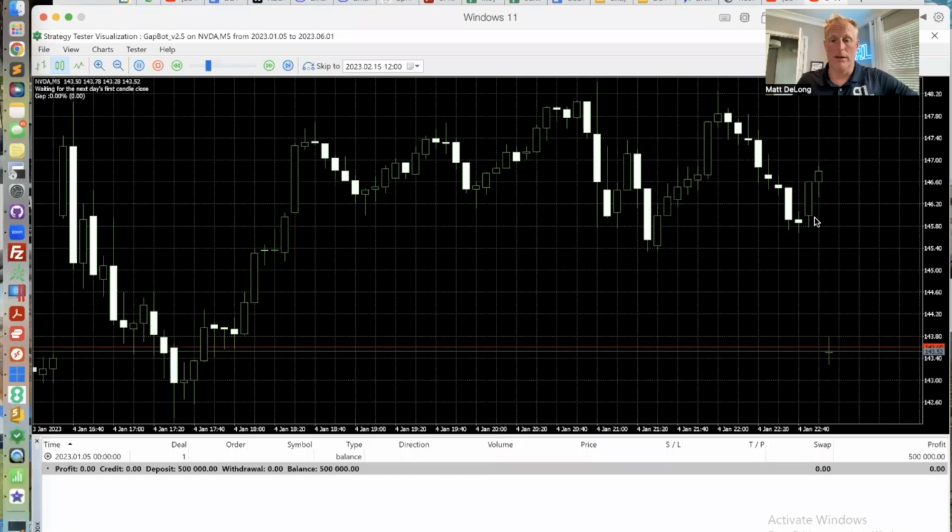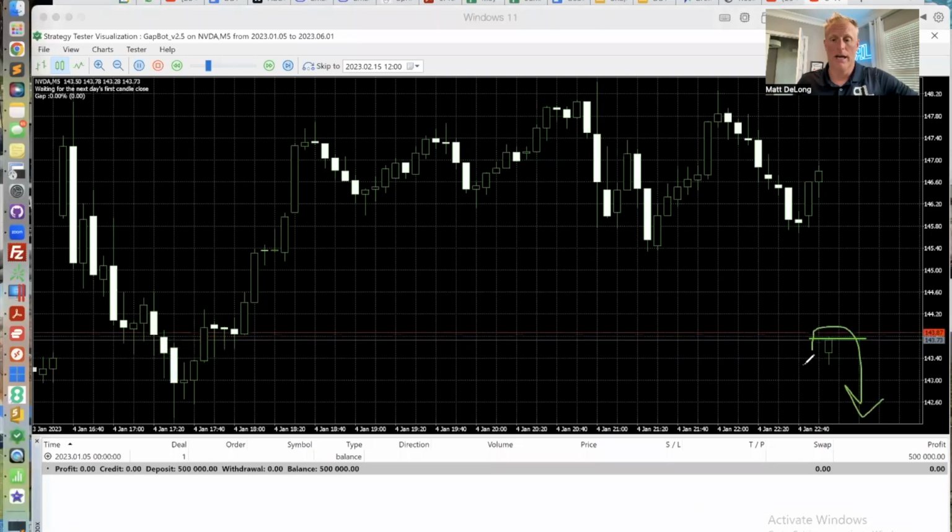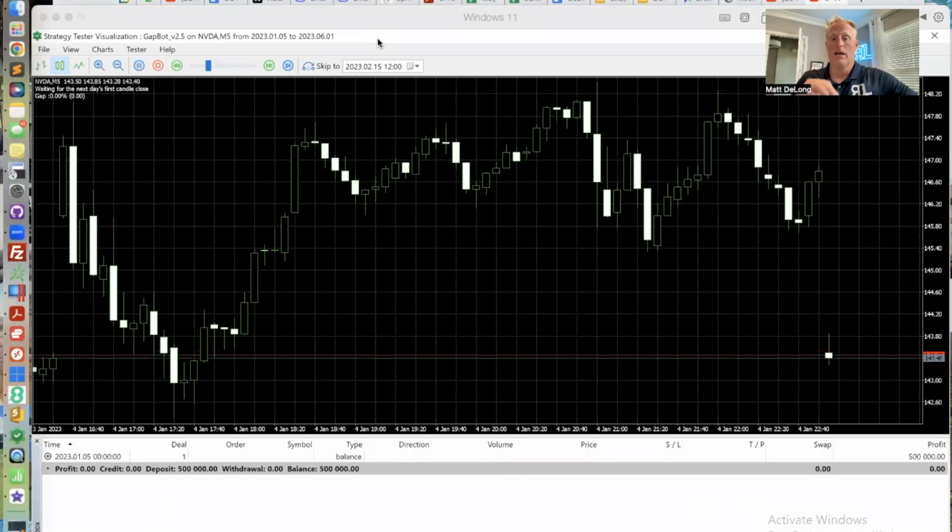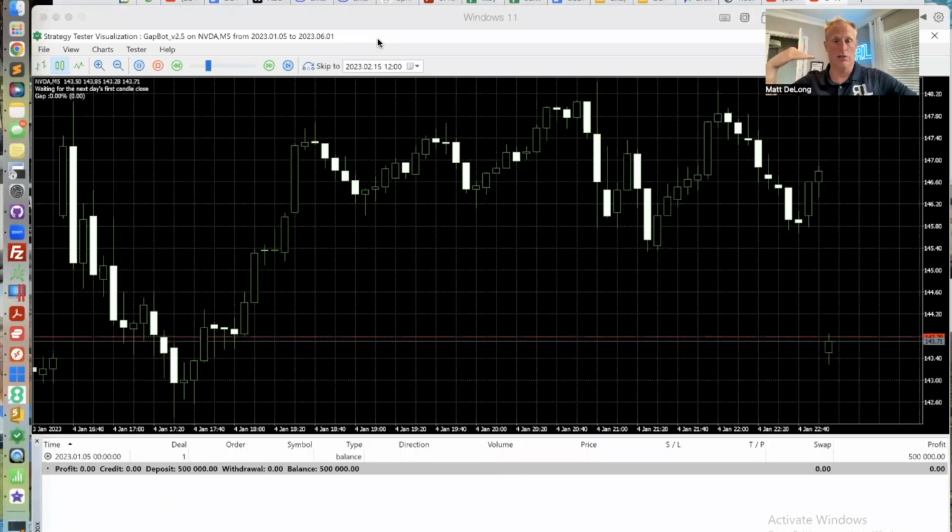And so what's going to happen is if we break above the candle, we're going to use the snapback and wait for a reversal. If the next candle breaks below, it's going to continue and look for a continuation. So it's either going to short at a high or short at the low. Either way, it's waiting for a bearish continuation, a bearish move lower. And that's how the Gapbot works.